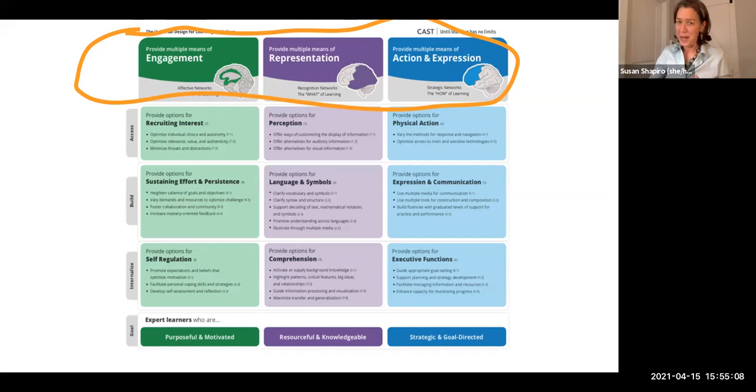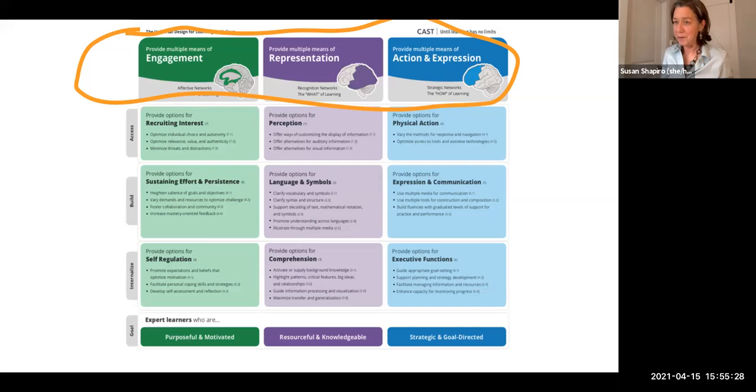I've circled on this image of the guidelines, which you're going to see multiple times in this next set of slides, the principles of the guidelines. The first thing I might think about as I try to address that problem of practice is, have I provided learners with multiple ways of becoming engaged in this independent reading activity?